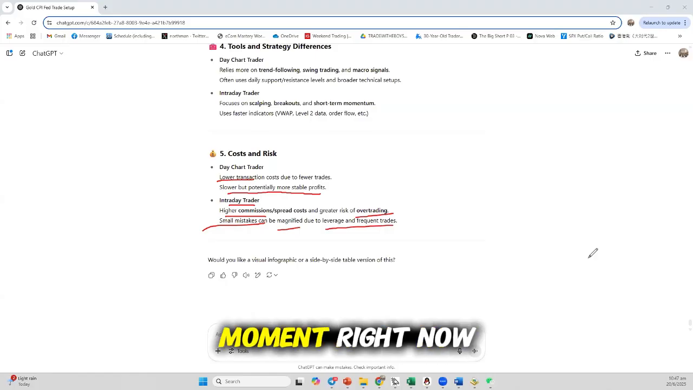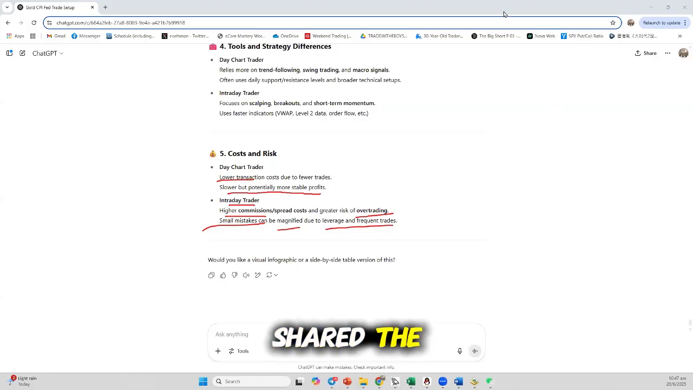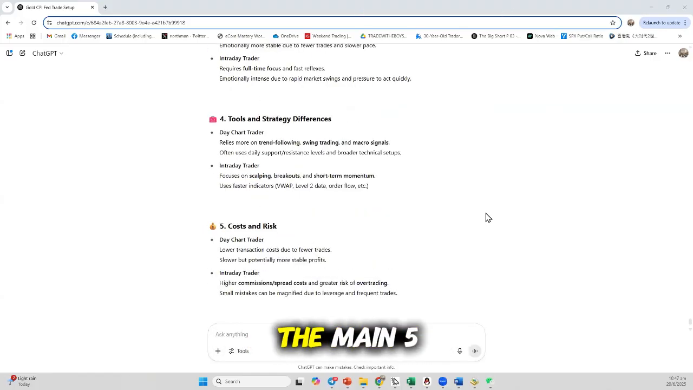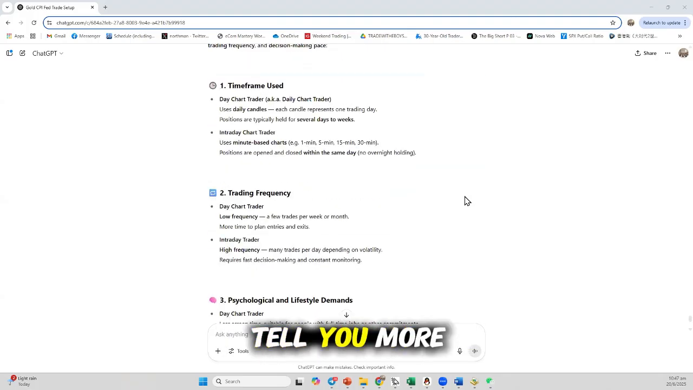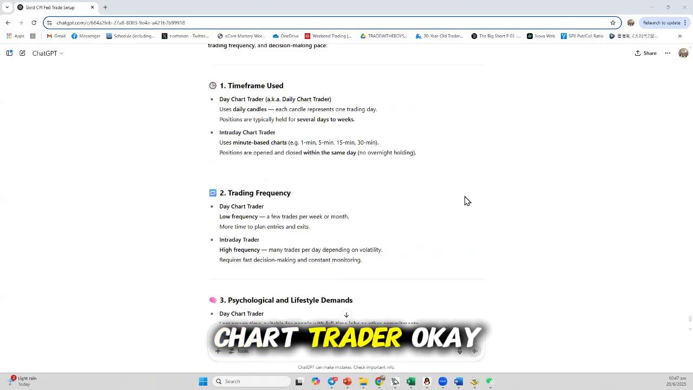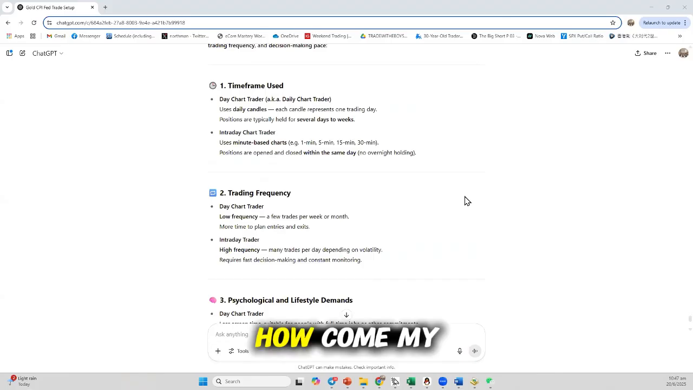Okay. So at this moment, I have shared what ChatGPT has given to me, the main 5 differences. Now let me tell you more about my personal take between the 5-minute chart trader and the day chart trader. So the biggest difference is this. Yesterday someone asked me a question: Kel, how come when I purchase the DEX, the market goes against me, and then I lose money? Why? I'll show you right now through the DEX. Okay, let's take a look.